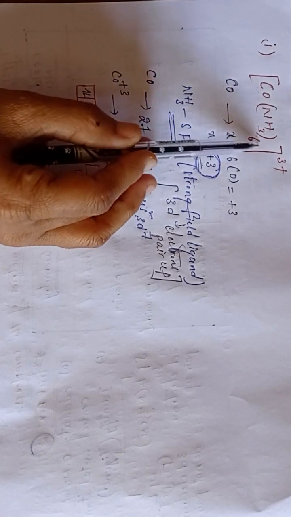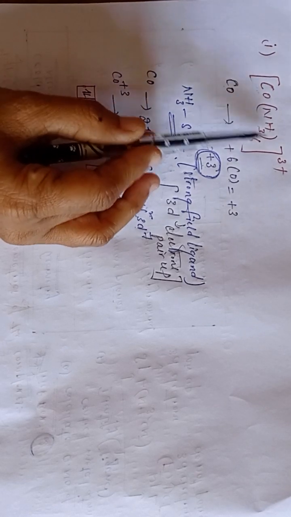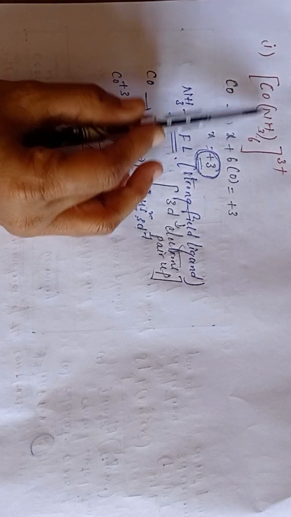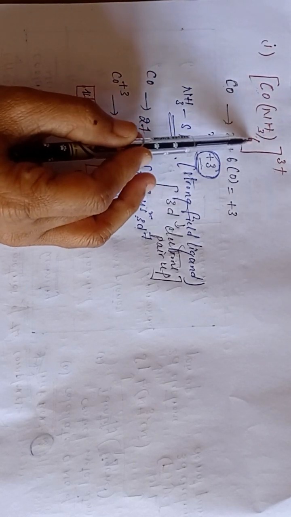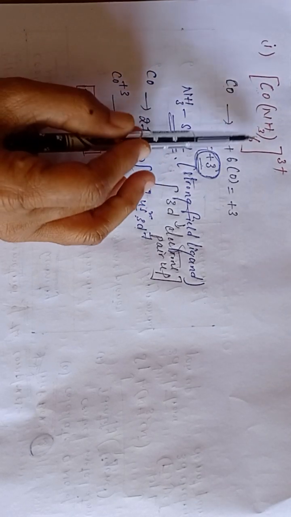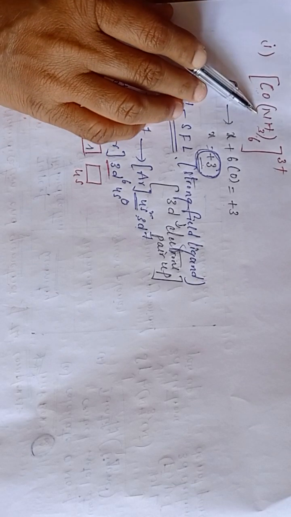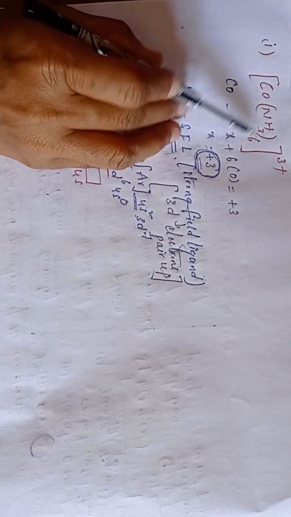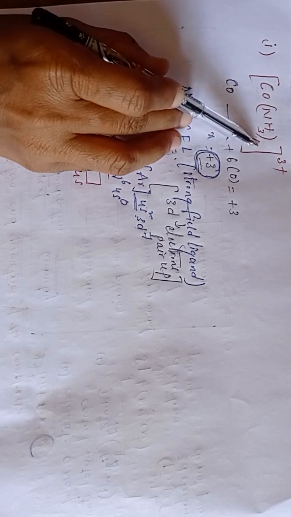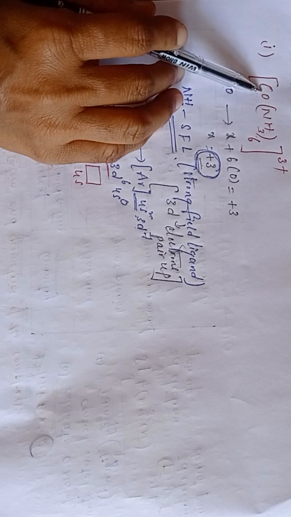Are you understanding? In NH3, nitrogen is the donor atom. It can form 1 coordinate covalent bond with the central metal atom. A total of 6 ammonia ligands are there, so they form 6 bonds with the cobalt atom. Are you clear? It is a strong ligand. Total 6 ligands are there, and they donate 6 pairs of electrons to the central metal atom.